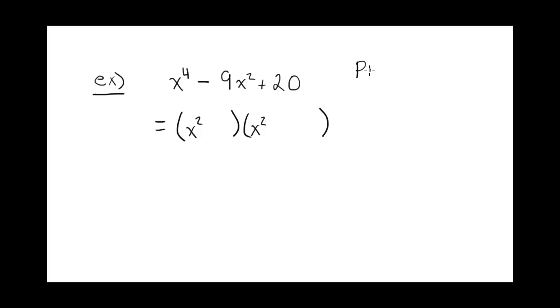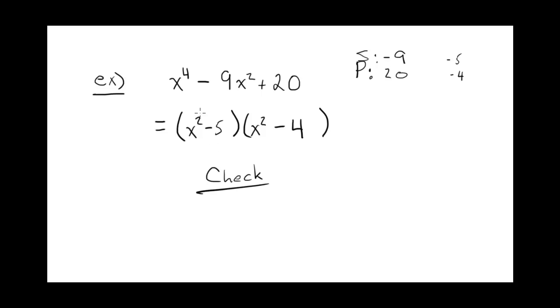So the product will be 20, and the sum will be negative 9. Notice the sum is negative and the product is positive, so that means we need 2 negative numbers. So to get 20, how about negative 4 and negative 5, yes, those add to negative 9. So it's just x squared minus 5 and x squared minus 4, and we're good. And actually in the future we're going to learn that you can factor this one even further. But just to check, make sure that we get back the same thing.